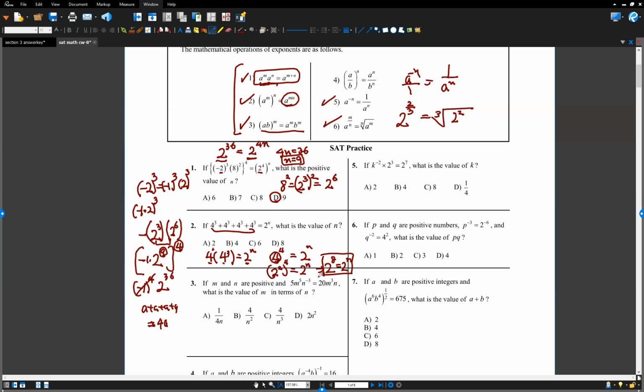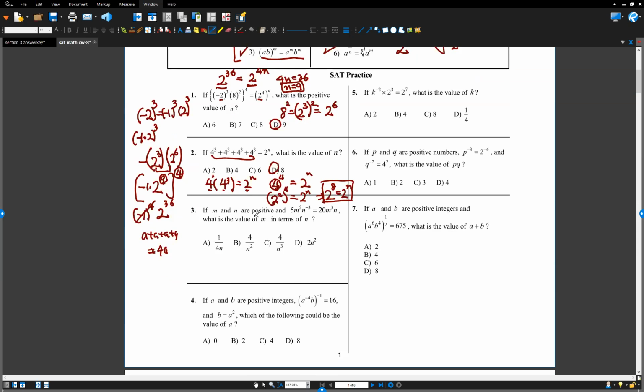Now what is the value of n? With the same base number 2, n must be equal to 8. Yes? Wow, this is a little bit hard, but that's not hard, okay? Sometimes they give this type of questions. All right, number 3.